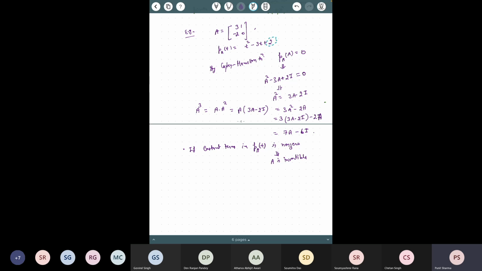If it is invertible, then we can find the inverse. So how to find the inverse? Now again look at our equation here.